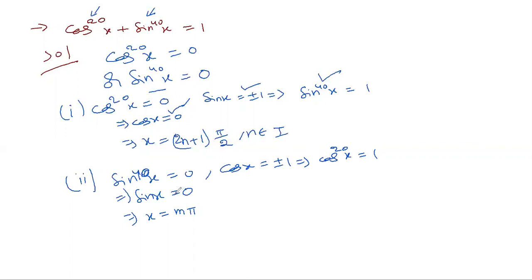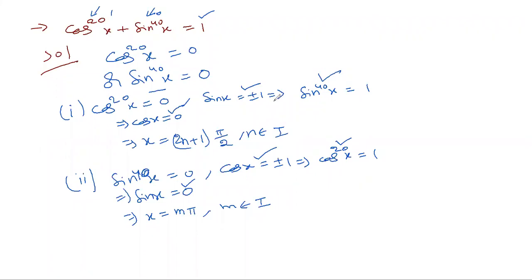So in this situation, whenever sin x is 0, cos x becomes plus or minus 1, and cos^20 x becomes 1. So this is becoming 0, this is becoming 1 to make the sum 1. So exactly the equation will be satisfied in the second case also. Let us take m belongs to integers.